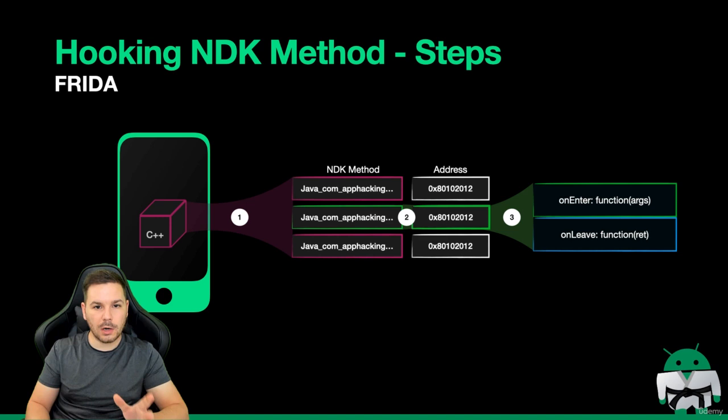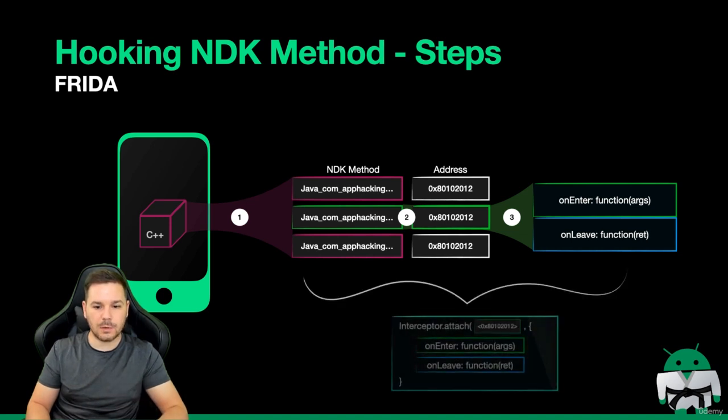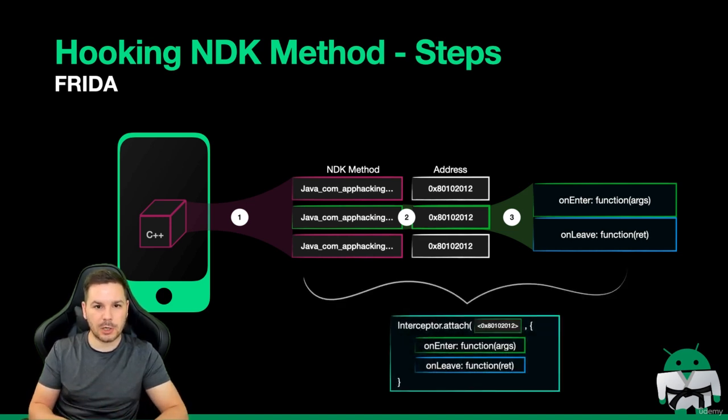Alright. In total, it would look like the following over here. So this is the summary of our interceptor.attach. We attach to this function pointer, and every time we are entering this function, we can apply our patches. And every time we are leaving this function, we can also apply our patches. Alrighty? Okay. The only question that's left is the following.